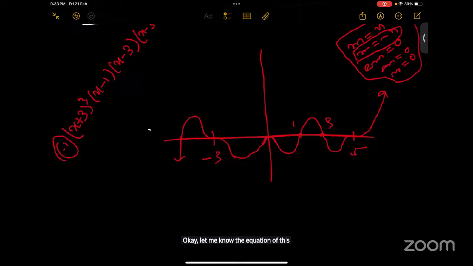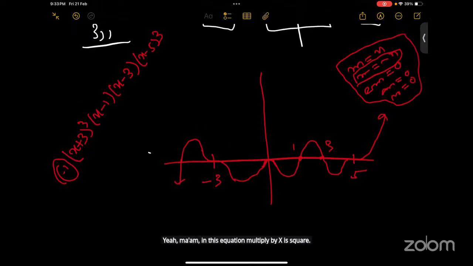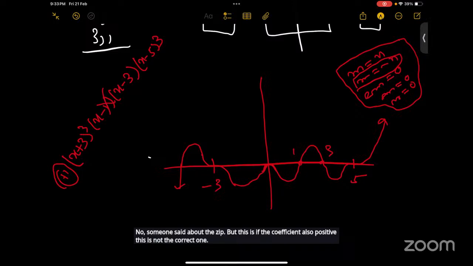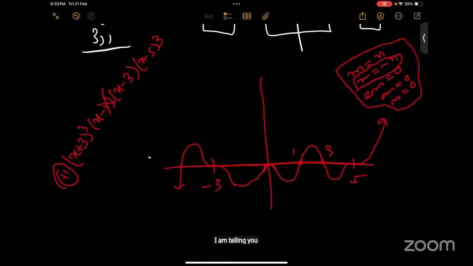Yeah, ma'am, in this equation, multiply by x square. The coefficient is positive, not negative. Why did you put -1, ma'am? No, it is positive. Someone said I have only this. Yeah, it is positive. But if the coefficient is also positive, this is not the correct one. I am telling you to compute the correct one.